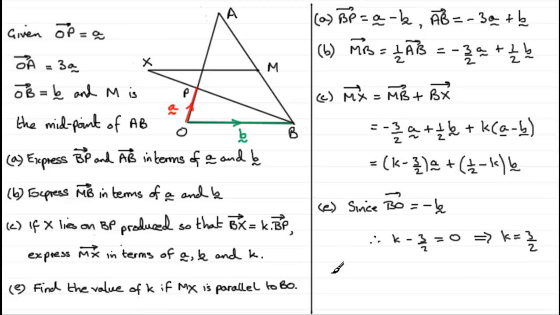It's well worth noting, not that we're asked for it, that if k does equal 3 over 2 and we put it into here for what the vector MX is, this comes to 0a, no a's as we want it. But here we've got half minus 3 over 2, which gives us minus 1. So MX turns out to be minus 1b, or minus b, exactly the same as BO. So it's telling us that it's exactly the same length as BO.